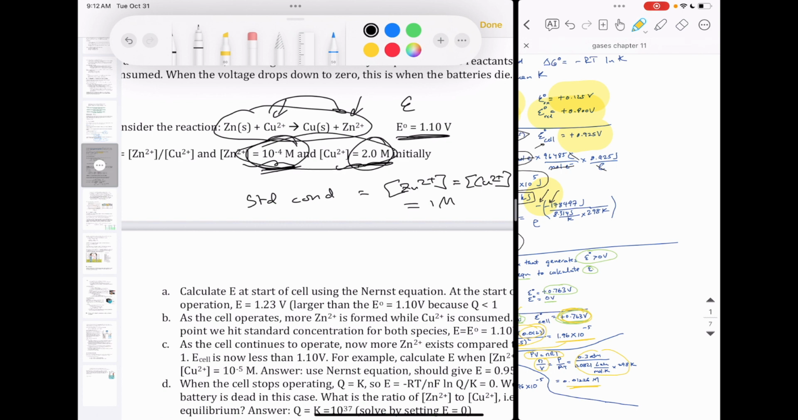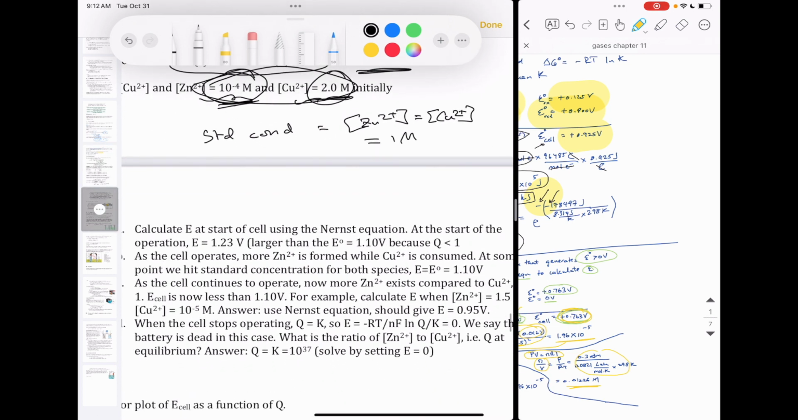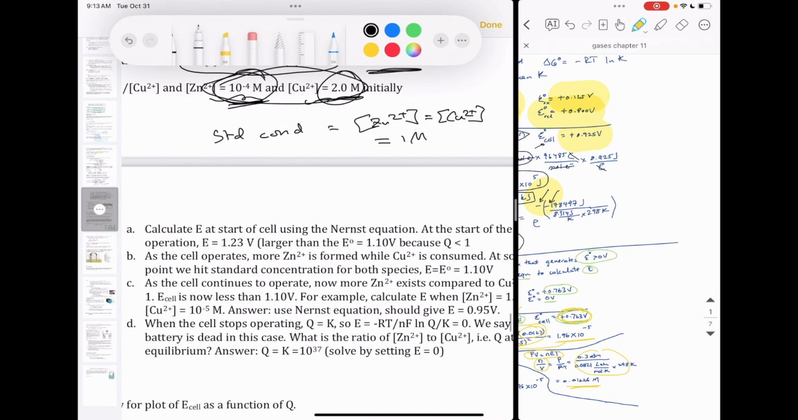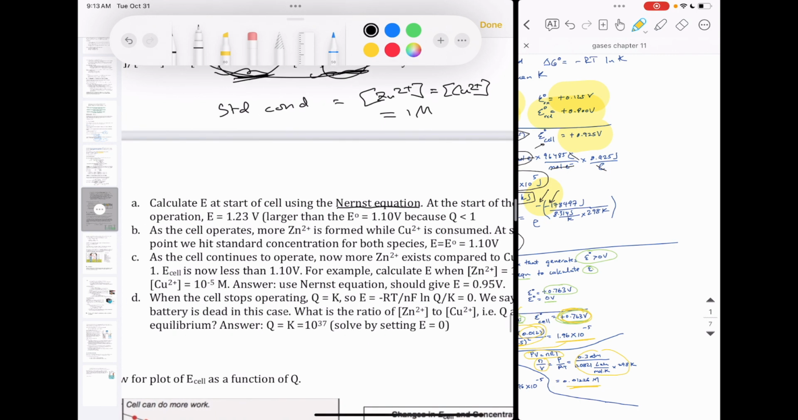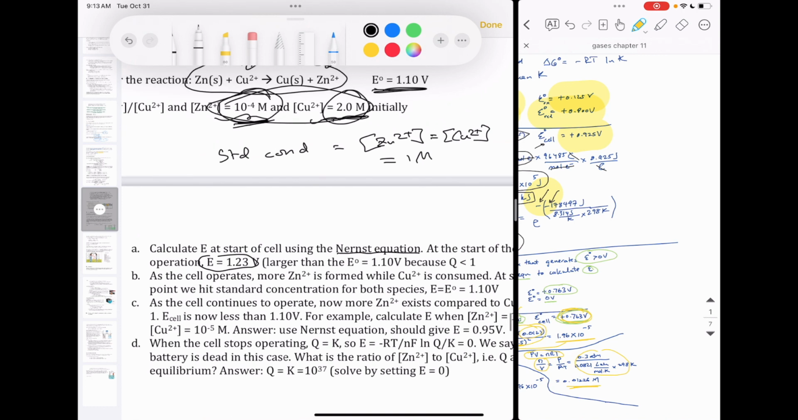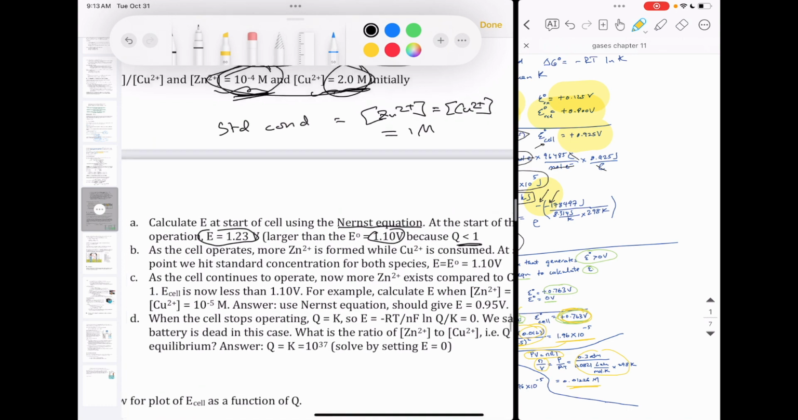So the reaction should be going more towards the product, which means we expect the E at that condition, because this is non-standard, should be greater than E naught, okay? And we can calculate it using the Nernst equation, just as we did in that previous problem. You'll find that your E is 1.23 volts, which makes sense. It's bigger than the standard condition voltage of 1.1 volts, okay? And that makes sense because your Q here is less than 1, when you calculate it.